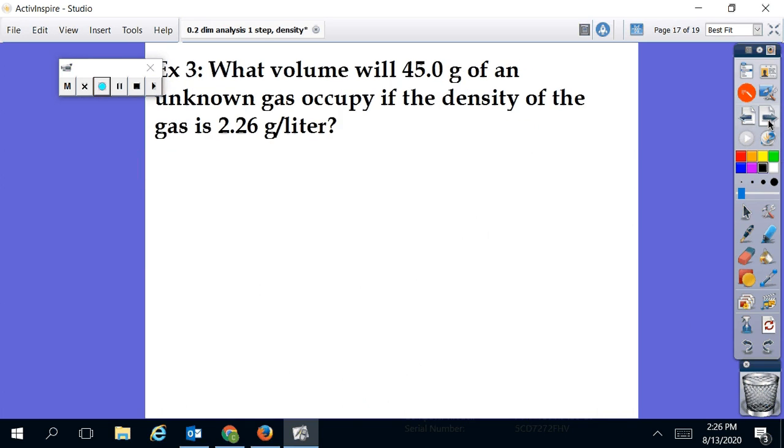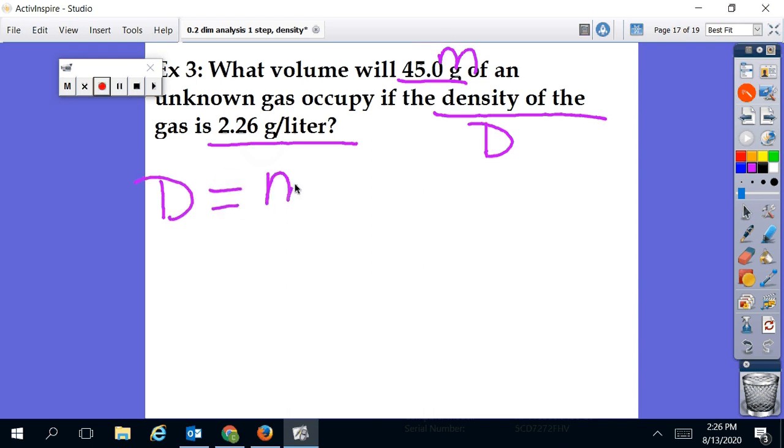Okay, last problem. What volume will 45 grams of an unknown gas occupy if the density of the gas is 2.26 grams per liter? Okay, well now you have density and you have mass. So let's look at our formula. Density is mass over volume.